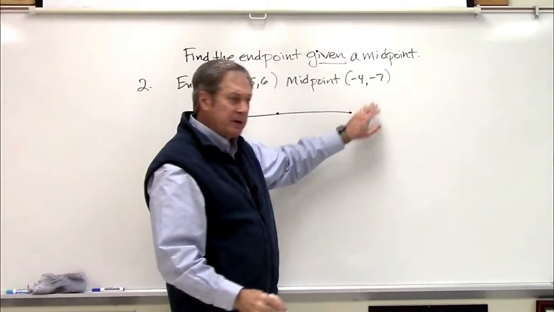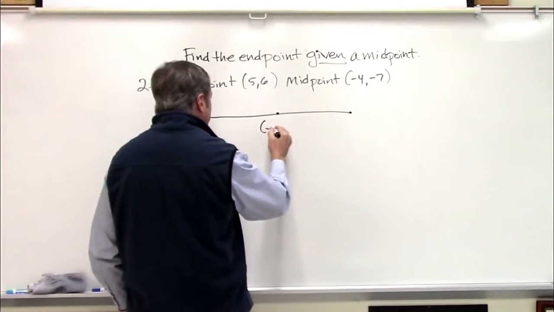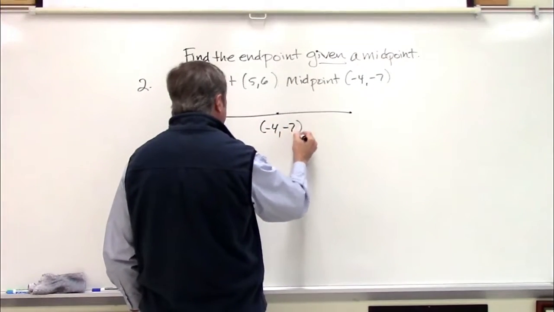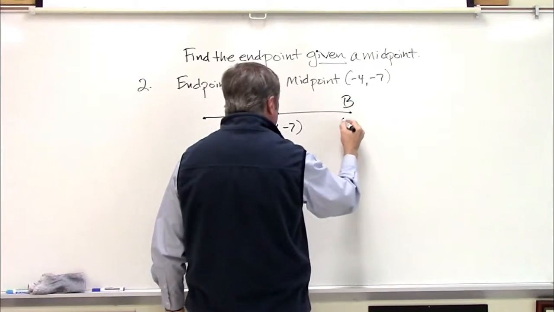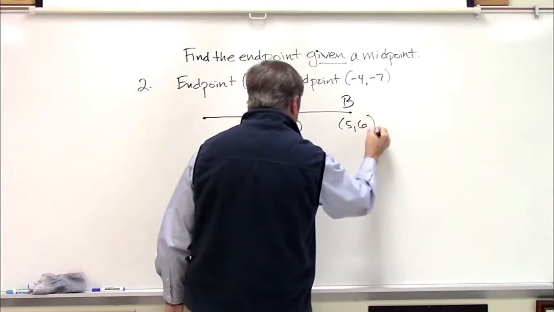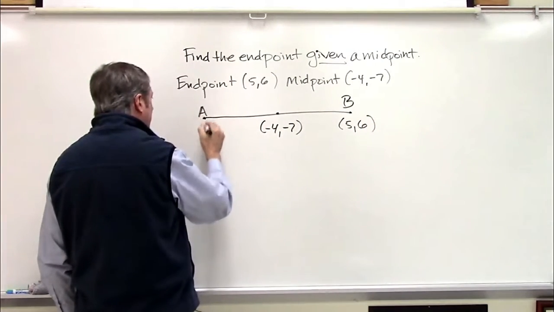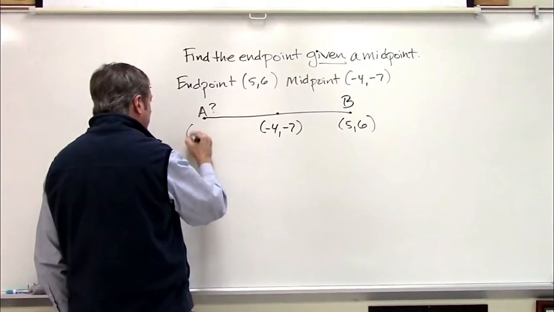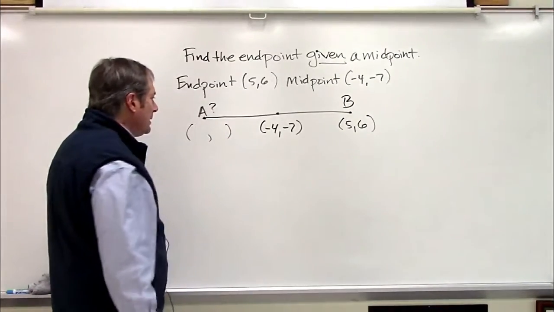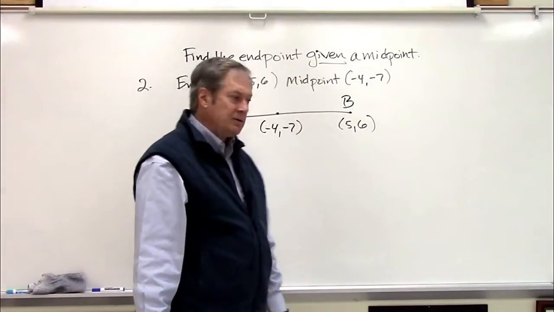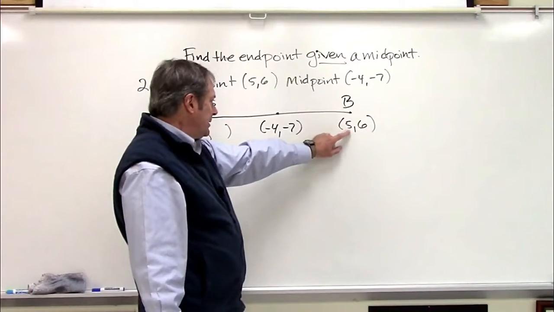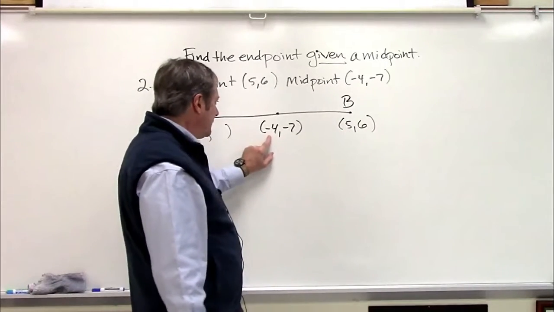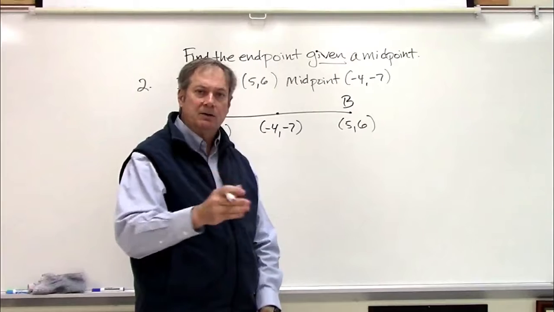Now, I'm going to use my head a little bit. Since this midpoint is negative numbers, I'm going to put -4, -7 here. That endpoint I'll call point B, 5, 6, and I'm trying to find point A. And there are a couple ways you can do it, but one way that's easy is just ask yourself, all right, from 5 to -4, how many units did that go?